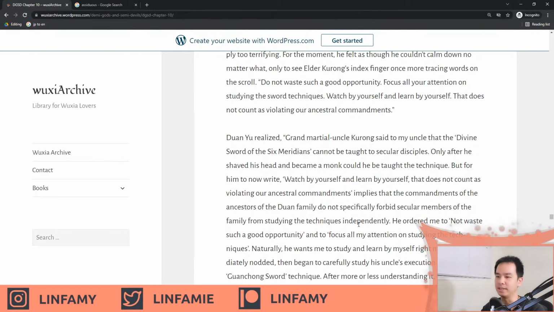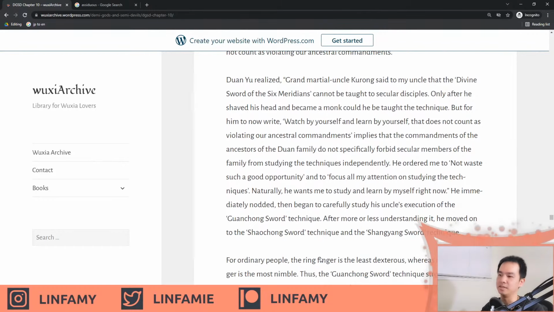He ordered me to not waste such a good opportunity and to focus all my attention on studying the techniques. Naturally, he wants me to study and learn by myself right now. He immediately nodded and began to carefully study his uncle's execution of the Guanchong sword technique. After more or less understanding it, he moved on to the Shaochong sword technique and the Shanyang sword technique.